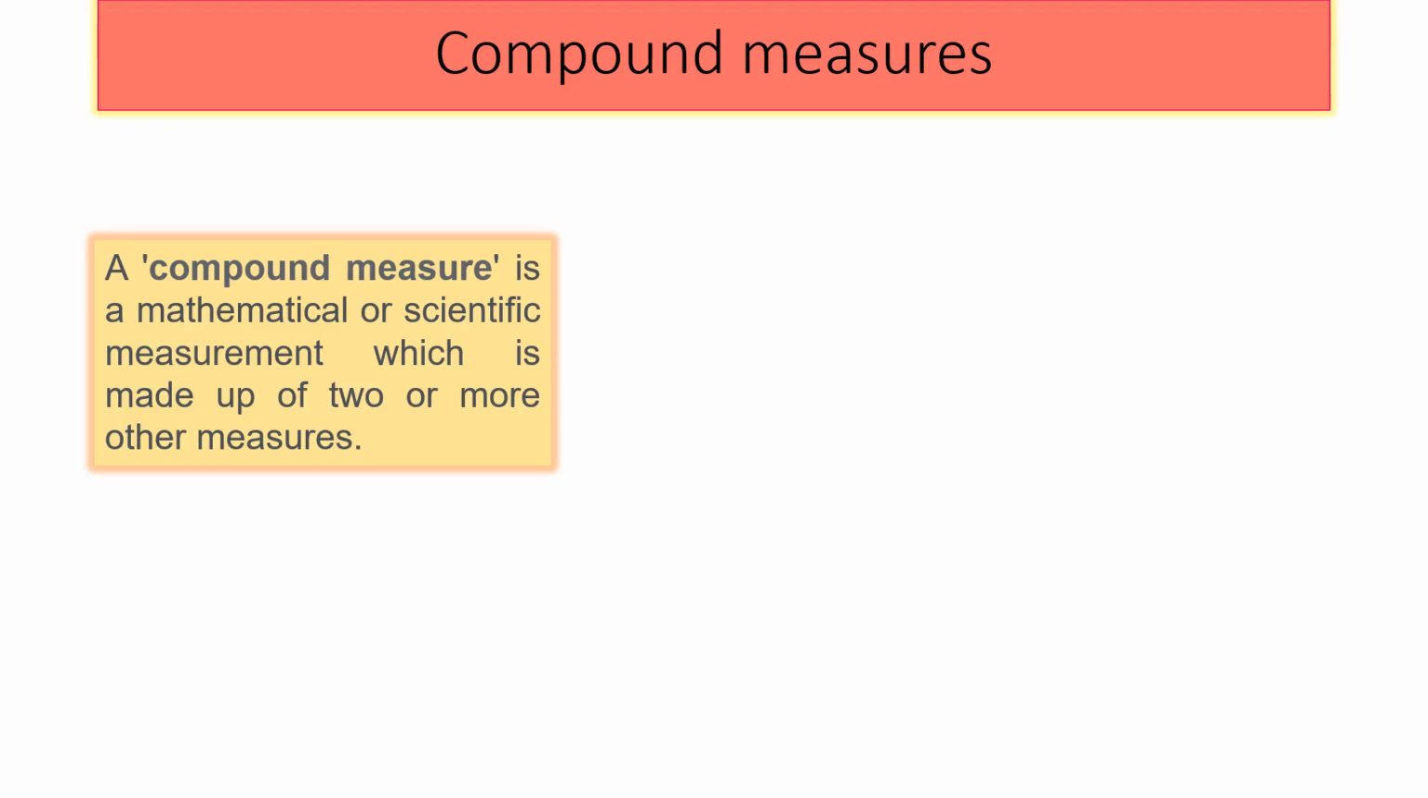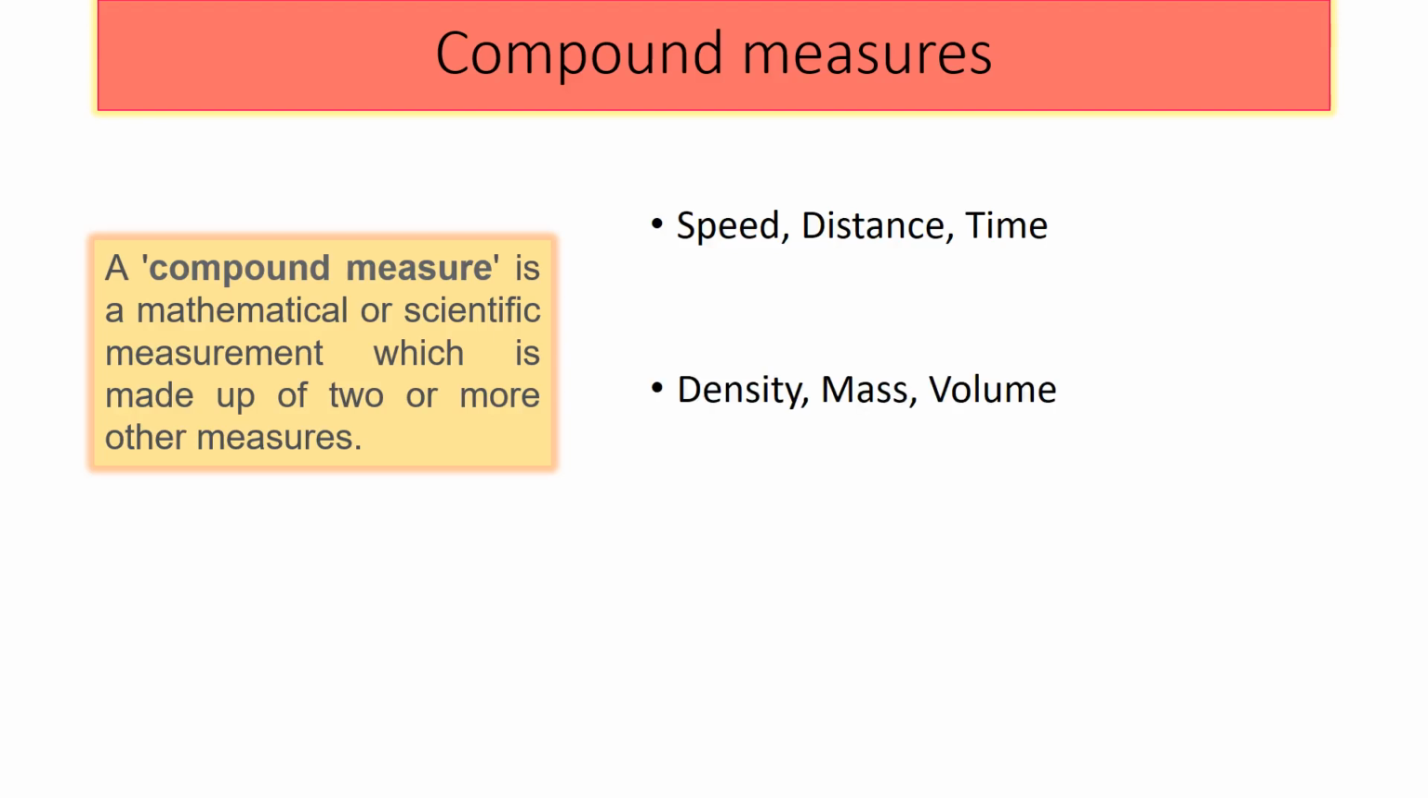One of the examples could be speed, distance, and time. Another one, density, mass, and volume. And another one, force, pressure, and area. And these are the examples that we're going to look at in this video. To help us calculate the different measurements, we're going to use triangles.